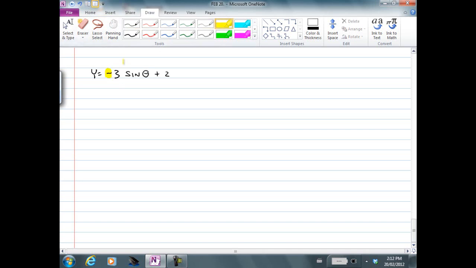For example, I'm going to circle numbers in 3 colors. Tell me the story. My first one is the negative sign. It's negative. Okay. What does that negative do?